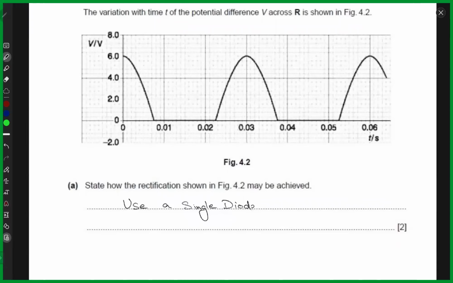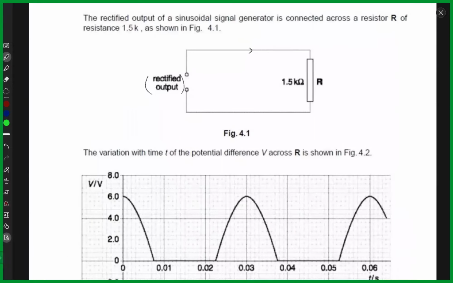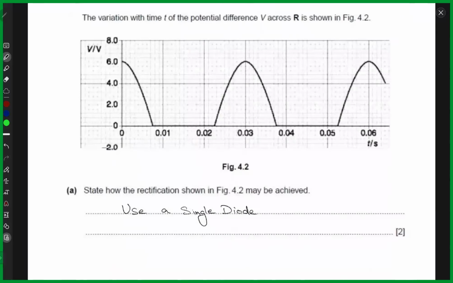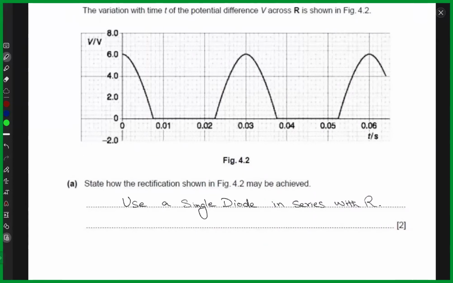And how do you connect it? To achieve half wave rectification, you have to connect it in series, right? If the output was not rectified, then the rectification would happen over here. It would be connected in series with this resistor R. So you use a single diode in series with R. Right? So it's clear, no questions? Yes.